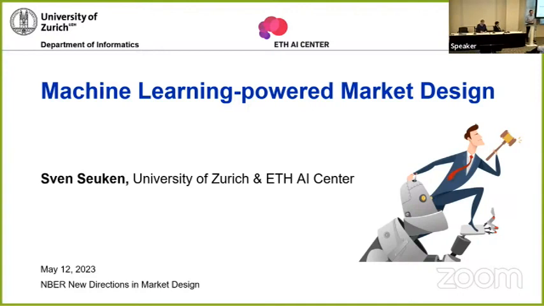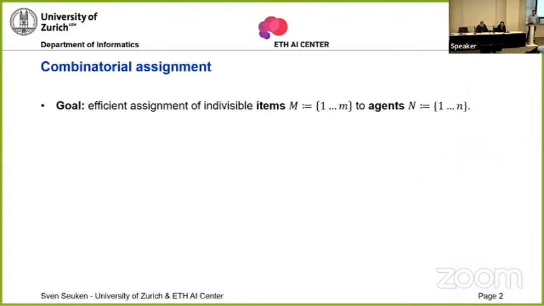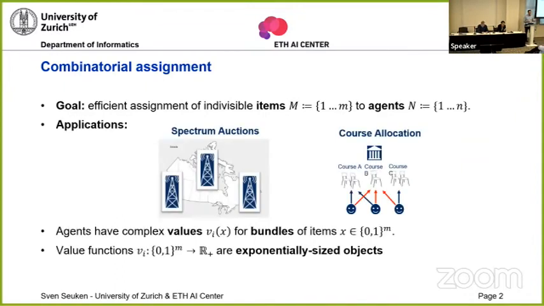I will talk about machine learning powered market design, which is based on roughly 8 years of work coming out of my research group. And I will focus on the combinatorial assignment domain, where the goal is efficient assignment of indivisible items M to agents N. And the applications I will study today are spectrum auctions, like what Kevin talked about, as well as course allocation.